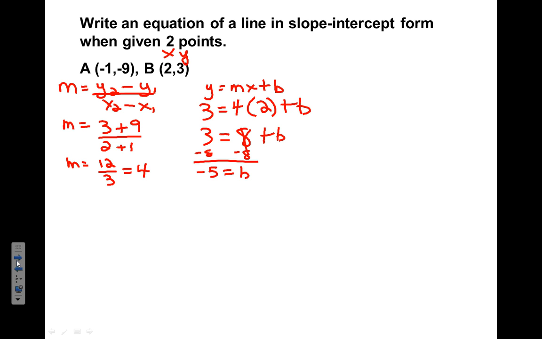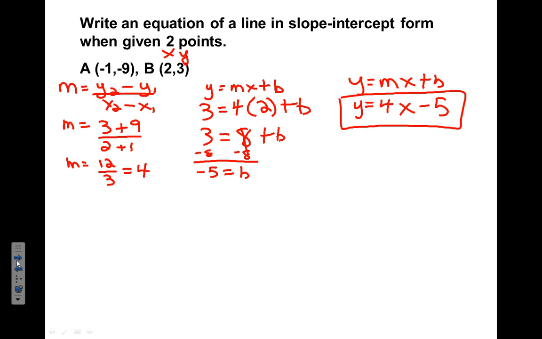Once I've done that, I now have my m, I have my b, and I can write my equation. So y equals mx plus b is the final form that I need. M is 4, so it's going to be 4x. B is negative 5, minus 5, and that is my official answer.